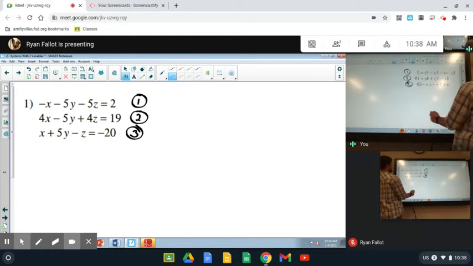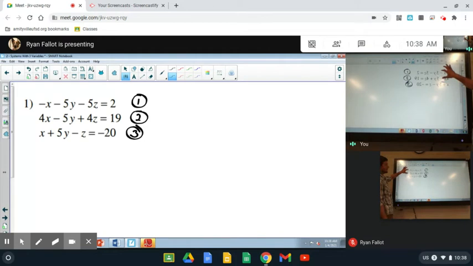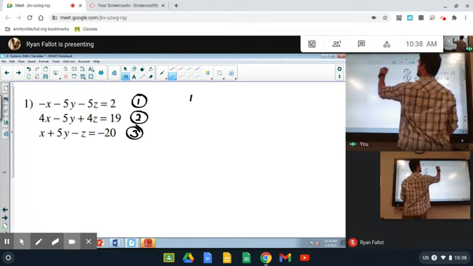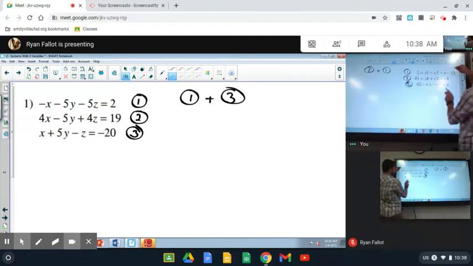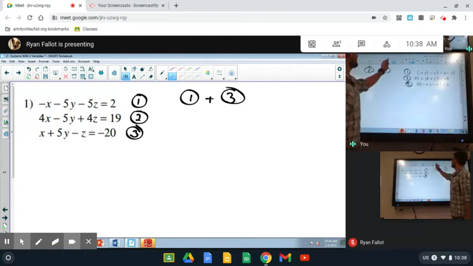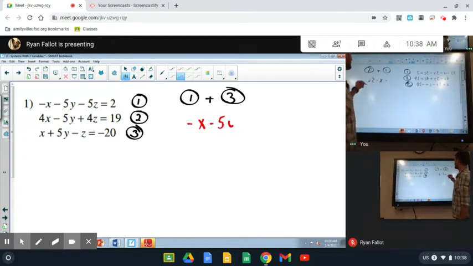So if we did equation 1 and 2, we would get a negative 10y. We don't want that. But equation 1 plus equation 3 is going to get us so that the y's cancel. So we're going to line those up on top of each other. We have negative x minus 5y minus 5z is equal to 2. And then equation 3 is x plus 5y minus z is equal to negative 20.